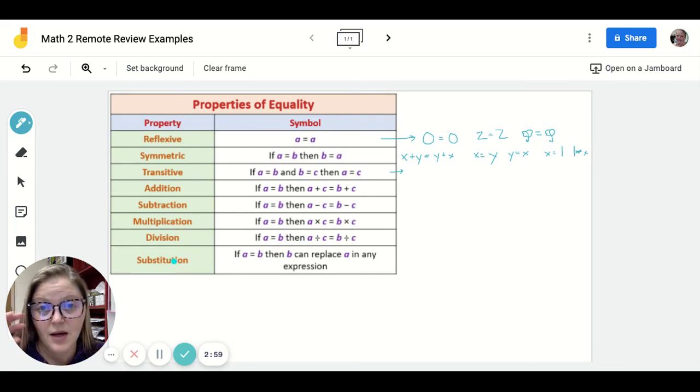Substitution is telling me I can take something out and plug something different in that has the same value, just like a substitute teacher. Okay, you take out your regular teacher and you put a substitute teacher in their place.